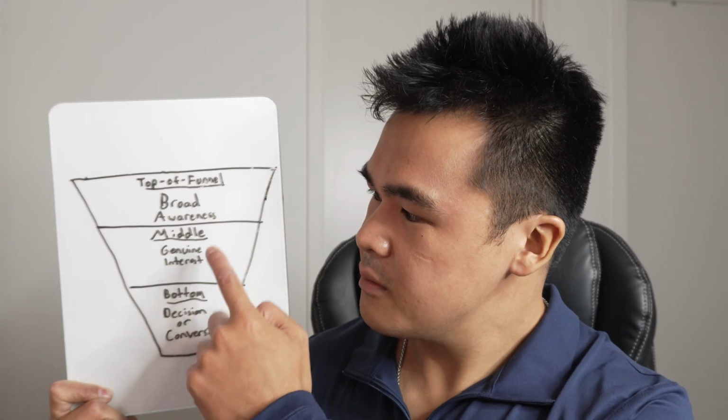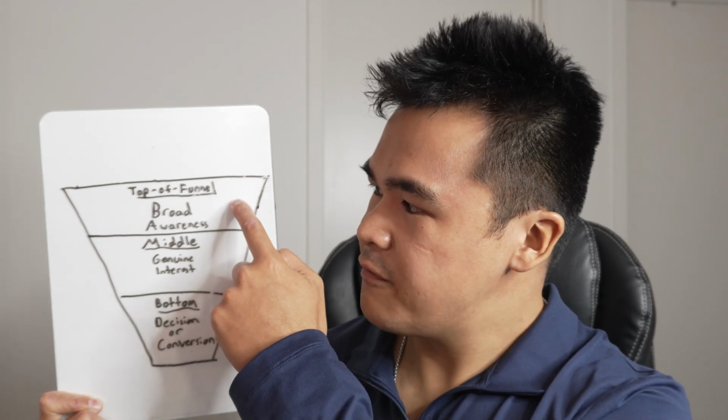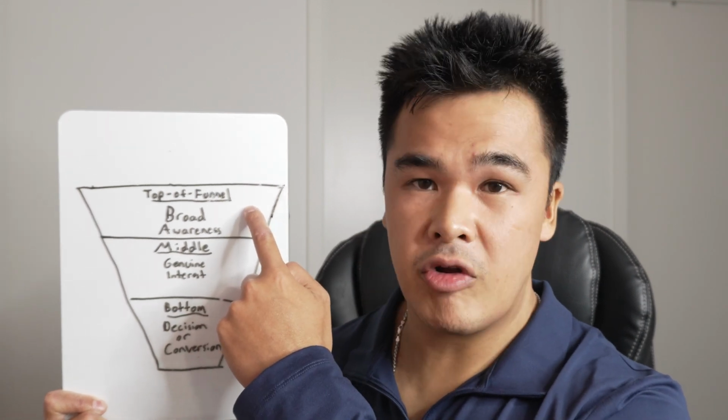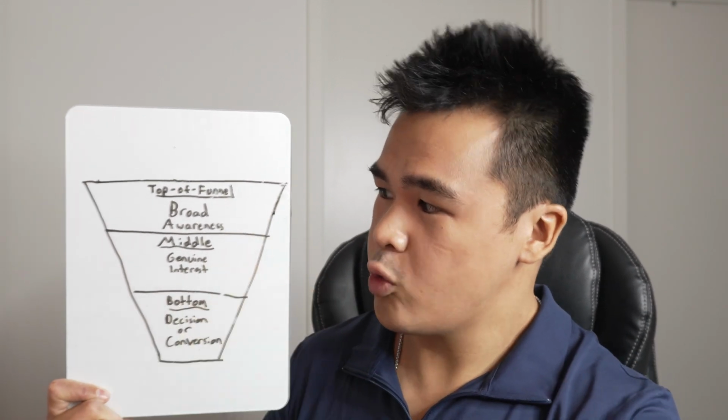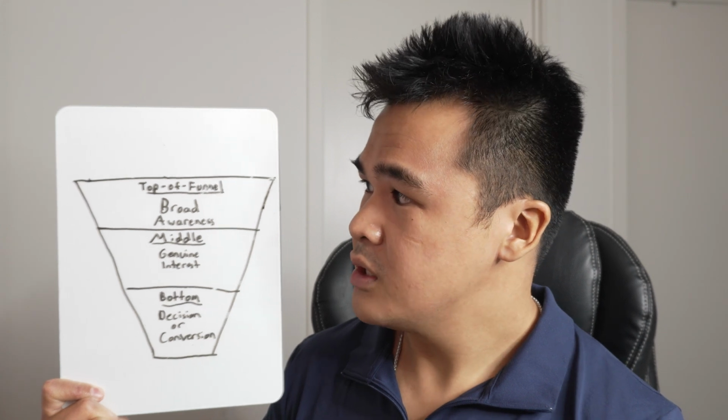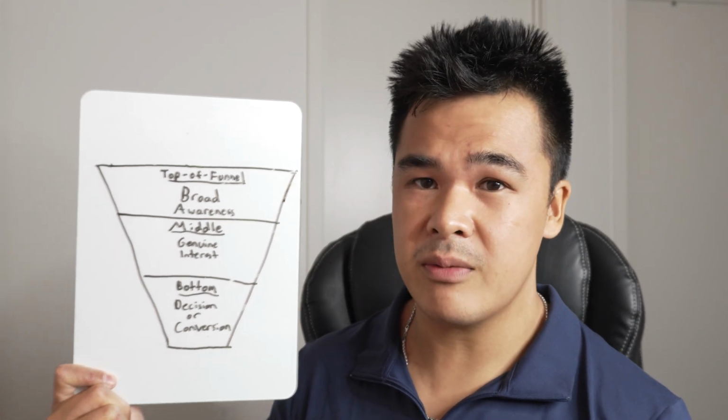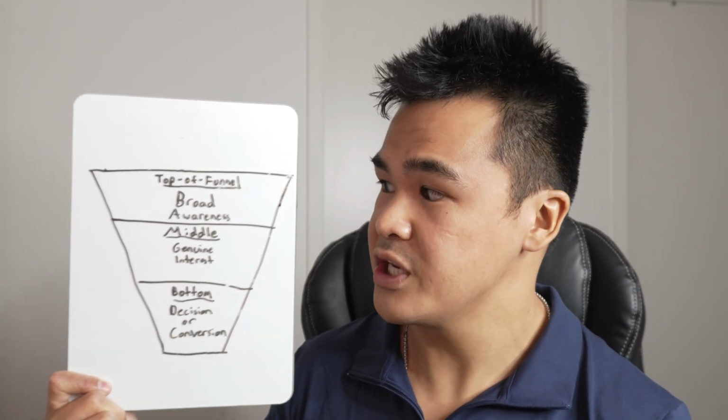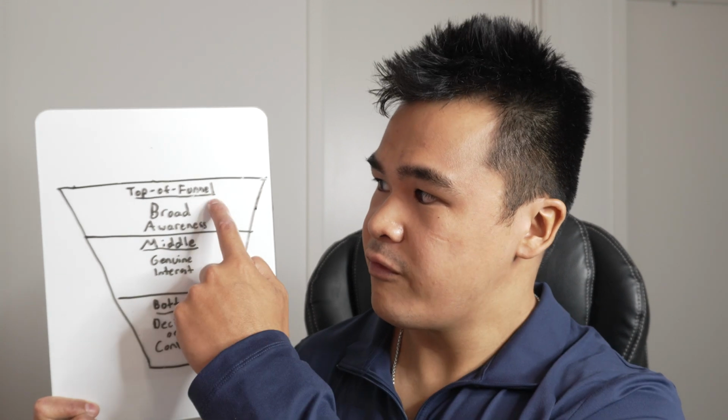You have your top of funnel, middle of funnel, and bottom of funnel. Top of funnel is just your general traffic and general awareness about your brand, your business, or whatever it is that you sell. So for example, if somebody comes across your Instagram profile or your website, but doesn't fully know who you are or what you do, they would fall in the top of funnel.